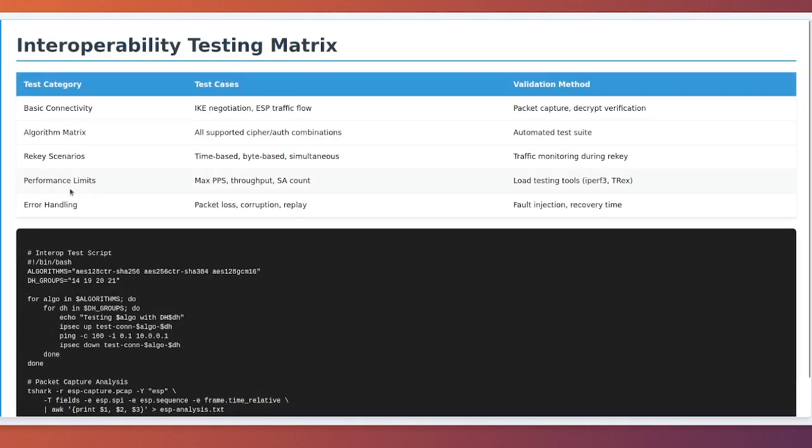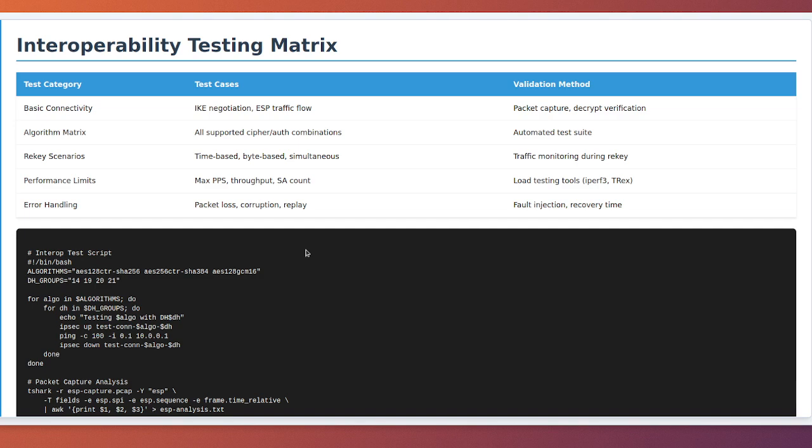Interoperability testing. Interoperability testing is a critical but often overlooked aspect of ESP deployments. When connecting equipment from different vendors, or even different software versions from the same vendor, subtle incompatibilities can cause frustrating problems. Let me walk you through a comprehensive approach to testing ESP with AES-CTR interoperability, including the tools and methodologies that will save you time and prevent issues in production.